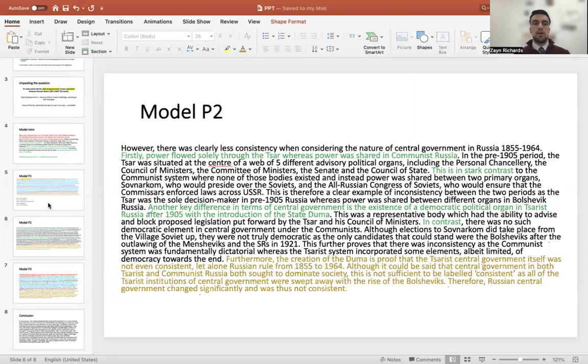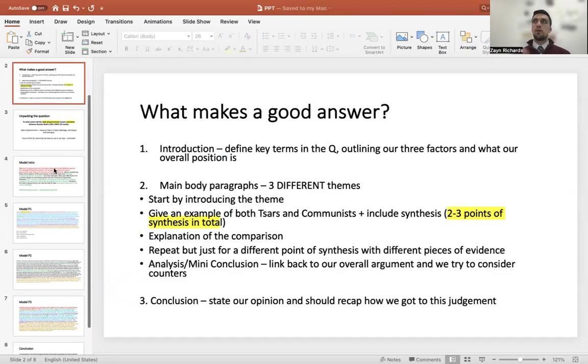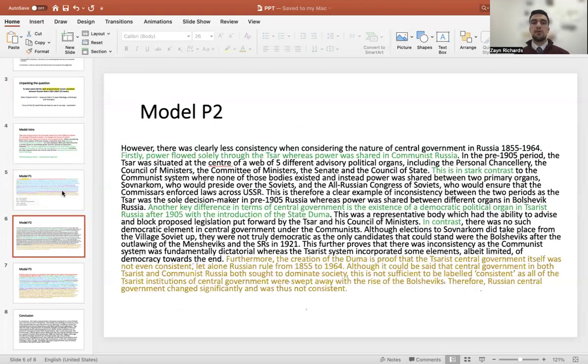But basically, the key points, guys, are if I just go back to here. So you've got your three different themes. You introduce your theme. You give a point of synthesis, so a point of comparison. You give then evidence for the Tsars, evidence for the communists. You then give another point of synthesis, so another comparison, then give an example from the Tsars, an example from the communists. You then need to explain after each point of synthesis and the evidence has been given, and then you need to finish with an analysis and mini conclusion. So you can see there the paragraphs broken down.